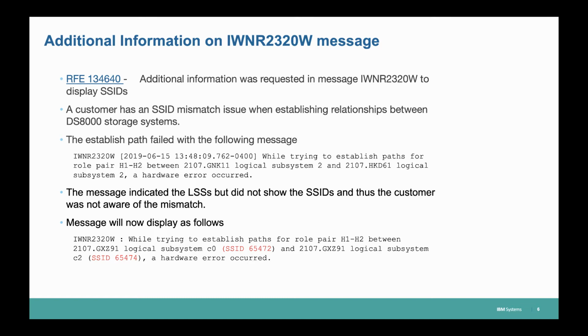So this is a very quick, easy feature that we put in, so that for that 2320W, you not only see the logical subsystem, but you'll see the SSID for that subsystem. So hopefully this will allow you to see right away if you have a mismatch.